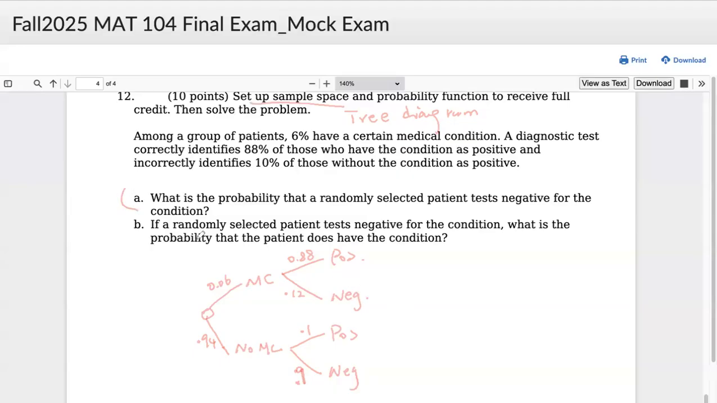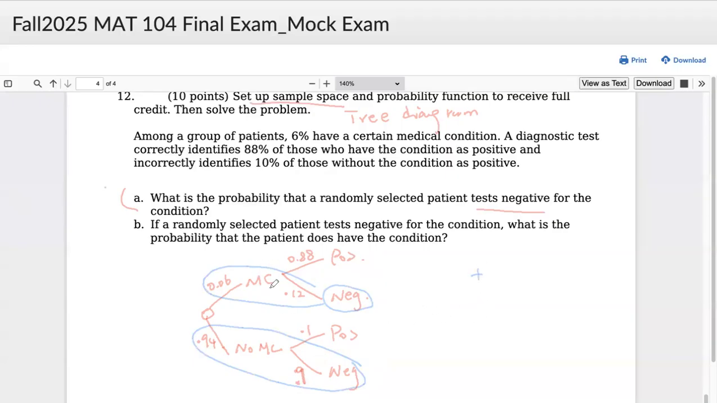Now, question A. What is the probability that a randomly selected patient tests negative for the condition? What's the probability that we select a patient and the test is negative? Well, the negative could be among those people who have medical conditions, right? The negative could also be among the people who have no medical conditions. So we need to add up those two probabilities.